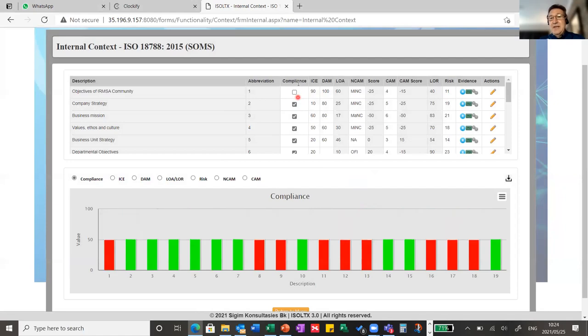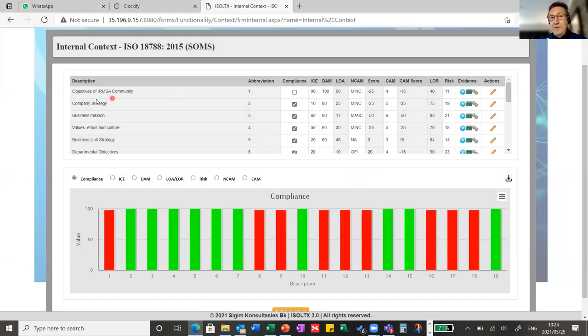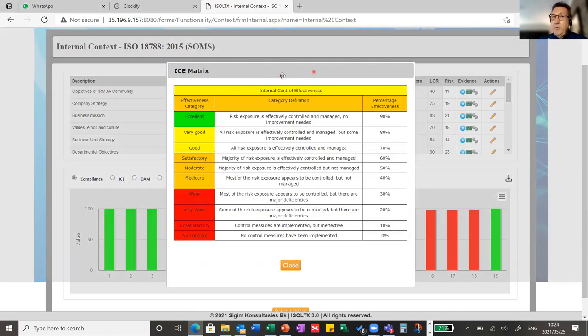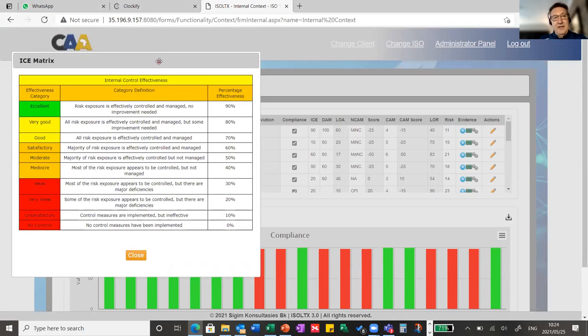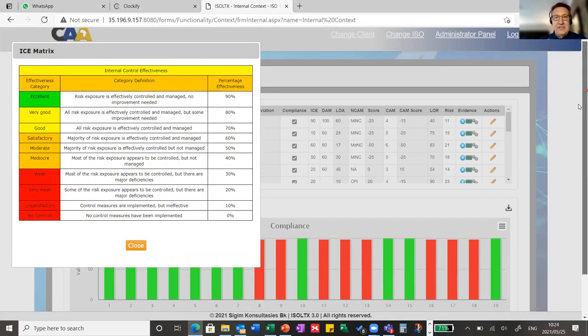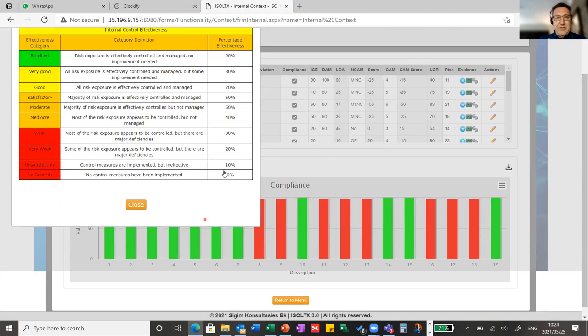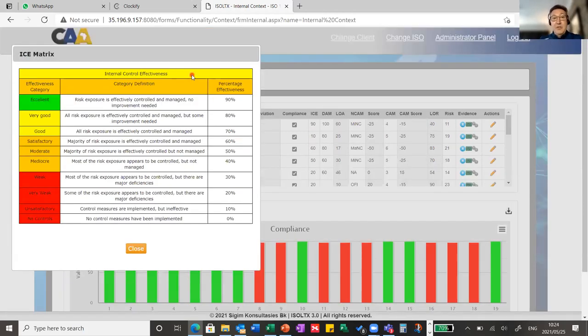And the question is now compliance. Are we having objectives for the IRMSA community? Yes or no? And you can see there, we have toggled it. So our visual representation already is actually working in real time with us. Secondly, we are going over into our internal control environment. Now, we have built here a matrix that was actually working for all the engineers globally, that we could understand and present to everybody.